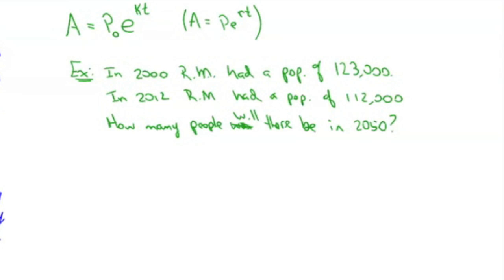Hold on. In 2000, Rocky Mount had 123,000 people. In 2012, they had 112,000 people. And according to this information, we should be able to guess how many they have in 2050.